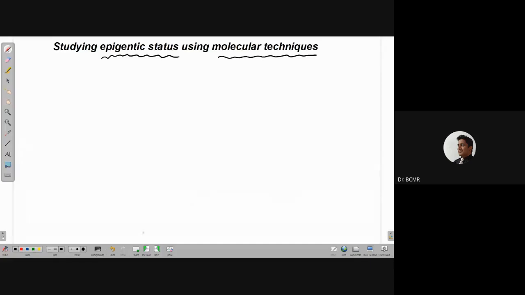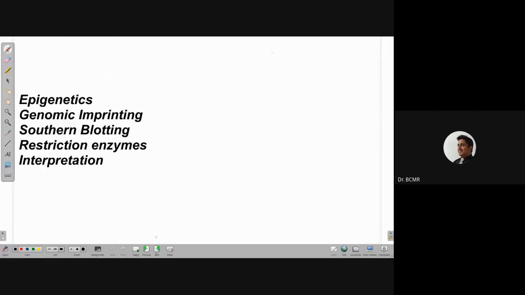So what is epigenetics? We'll have a quick introduction. I think I have already discussed this before, but I'll go through it. In epigenetics, there should be a change in gene expression, and the change in gene expression should be because of mechanisms other than a change in sequence. If there was a change in sequence, it would have been a mutation. So these are any mechanisms on the chromosome, okay?